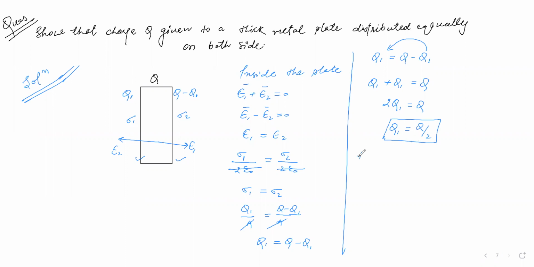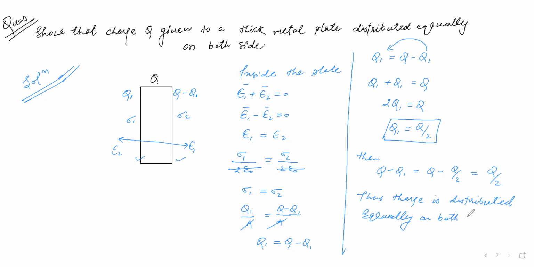If Q1 is equal to Q by 2, then what will be Q minus Q1? Q minus Q1 is also Q by 2. Thus, charge is distributed equally on both sides. So we just had to prove that everything is equal. If your configuration on both sides is the same, are you clear? This is the main condition. If the configuration is the same, then your charge will be distributed equally.